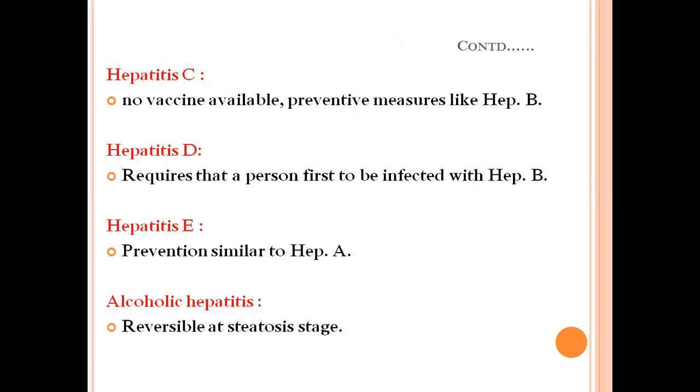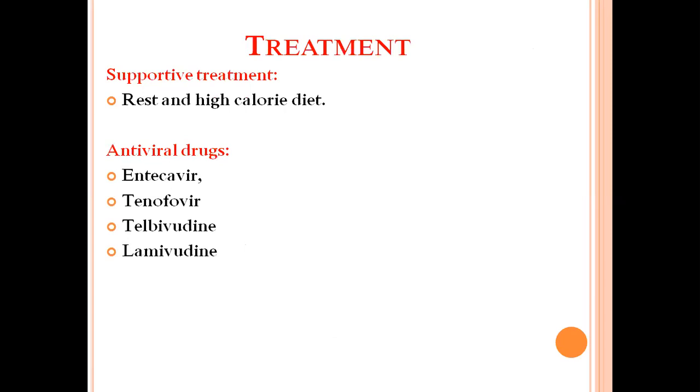Now alcoholic hepatitis. There is no treatment for the advanced stages in alcoholic or non-alcoholic hepatitis. The only stage where it is reversible is the steatosis stage, where complete abstinence from alcohol should be done. Now treatment. If a person gets affected with hepatitis, the first important step is supportive treatment. Here, proper rest and a high calorie diet should be given to patients.